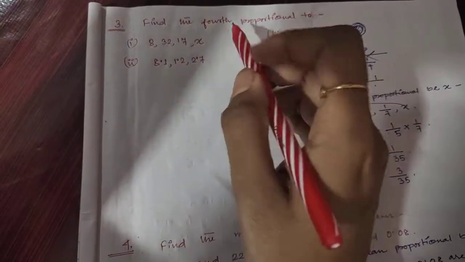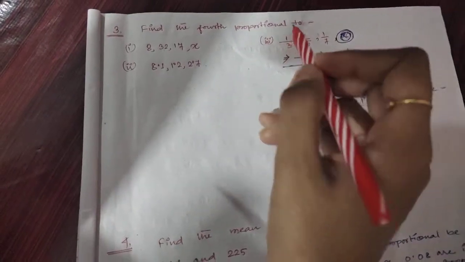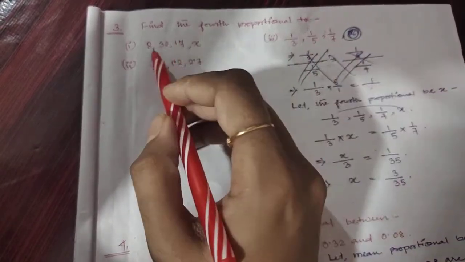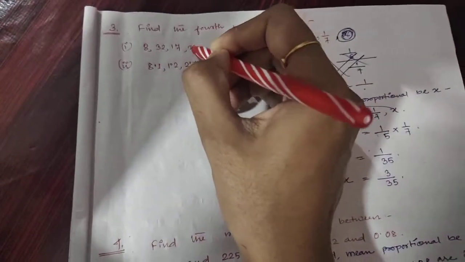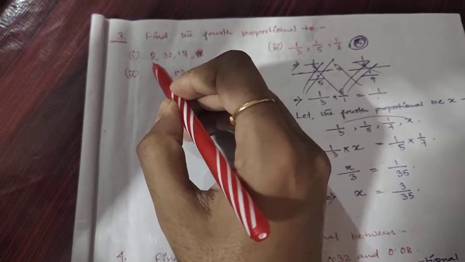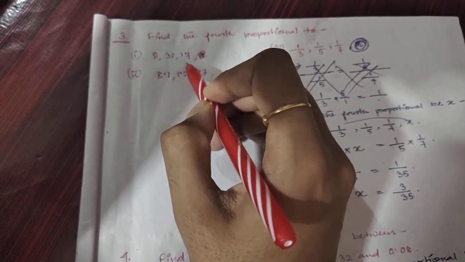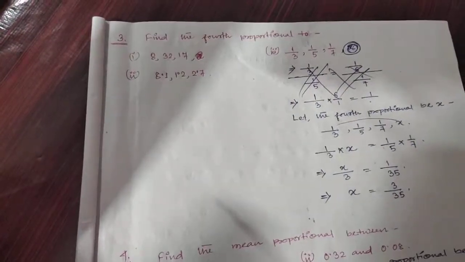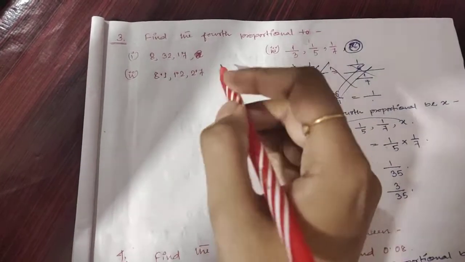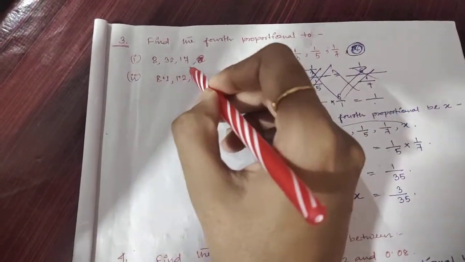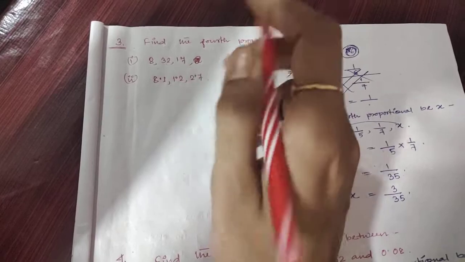Okay, so find the fourth proportional 2. Here the fourth proportional 1 you have to find. In this case, don't get confused. Since only 3 terms are given, 8, 32 and 17, don't confuse with the third proportional, sorry, continued proportion.